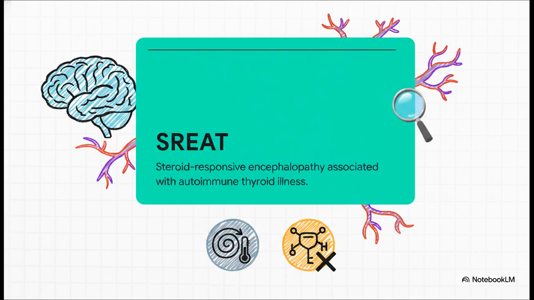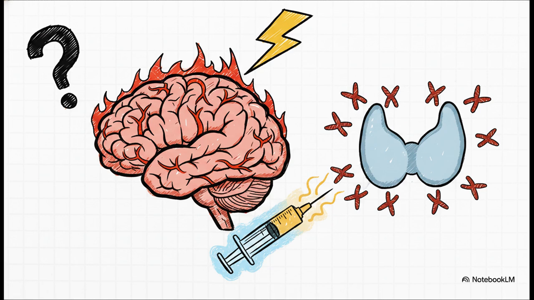We have to completely redefine what we used to call Hashimoto's encephalopathy as SREAT, steroid-responsive encephalopathy associated with autoimmune thyroid illness. This isn't just severe hypothyroidism, this is an autoimmune vasculitis of the brain. It is completely distinct from the normal metabolic slowing of hypothyroidism, and vitally, it is entirely unrelated to the patient's actual thyroid hormone levels. Because it's a vasculitis, SREAT often occurs in perfectly euthyroid patients. It's totally driven by high antibody titers, specifically including anti-enolase antibodies, and it has a genetic link to HLA-B8.